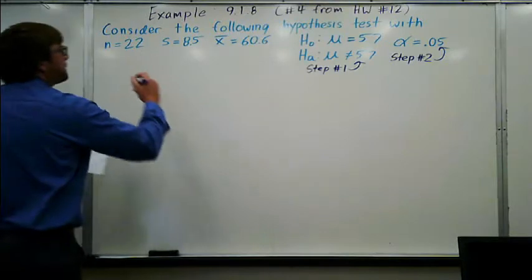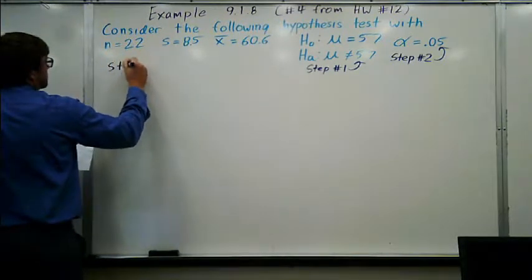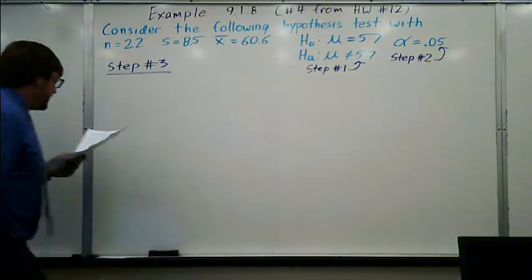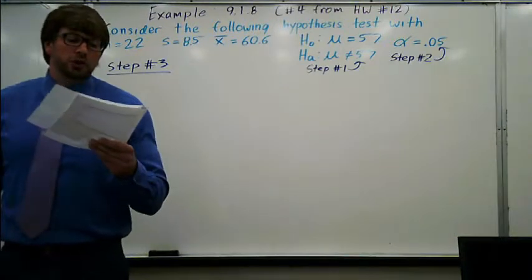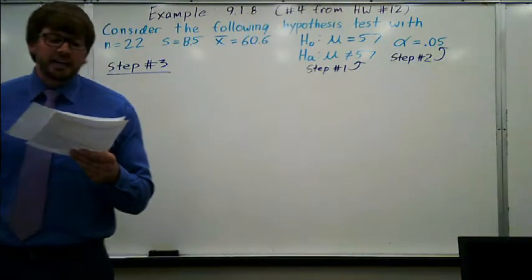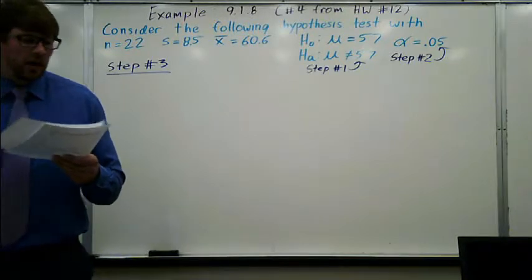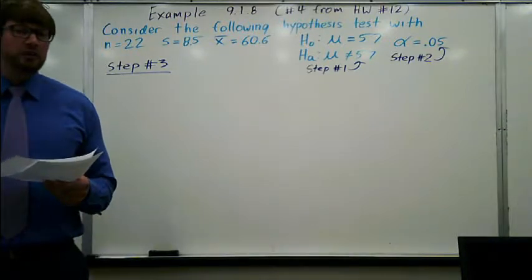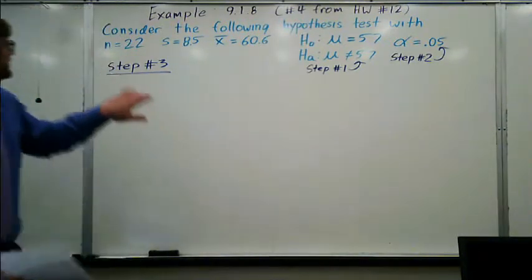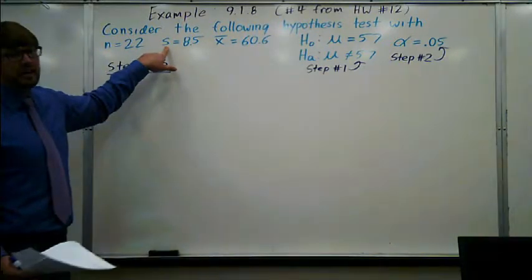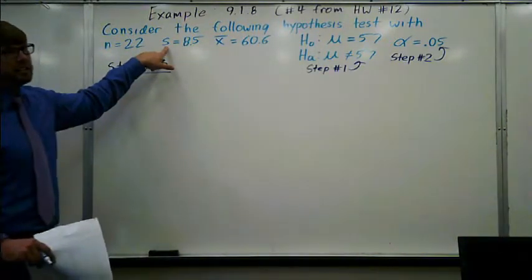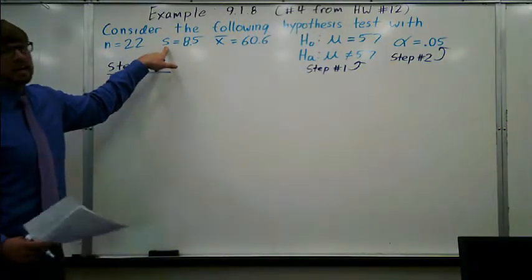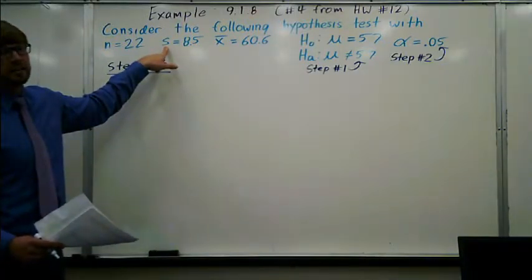Step number 3 says calculate your critical value and identify your rejection region. Now, on the generalized steps that I outlined for you, it says calculate your critical z-value. But in this case, since we don't have a population standard deviation, we're given a sample standard deviation. Instead of being a critical z-value, it's just a critical t-value. And again, that's just because we don't know the population standard deviation.